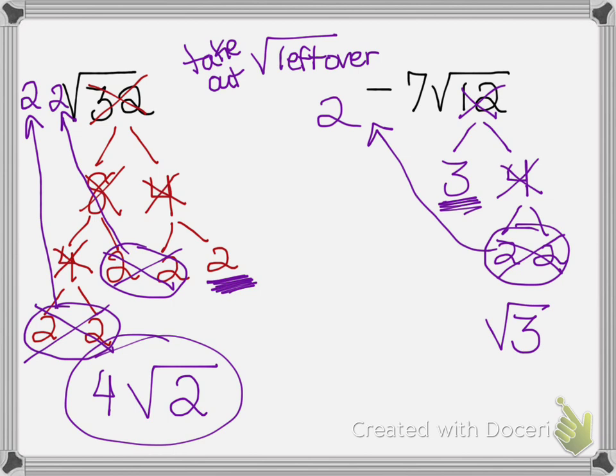And then the number that I've taken out is a 2. I also had a negative 7 in front. So I'll multiply those. 2 times negative 7 gives me negative 14. And another rule of thumb, if you have more than one leftover, multiply your leftovers.